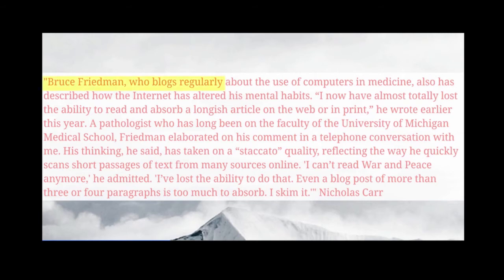Bruce Friedman, who blogs regularly about the use of computers in medicine, also has described how the internet has altered his mental habits. "I now have almost totally lost the ability to read and absorb a longish article on the web or in print," he wrote earlier this year. A pathologist who has long been on the faculty of the University of Michigan Medical School, Friedman elaborated on his comment in a telephone conversation with me. His thinking, he said, has taken on a staccato quality, reflecting the way he quickly scans short passages of text from many sources online. "I can't read War and Peace anymore," he admitted. "I've lost the ability to do that. Even a blog post of more than three or four paragraphs is too much to absorb. I skim it."